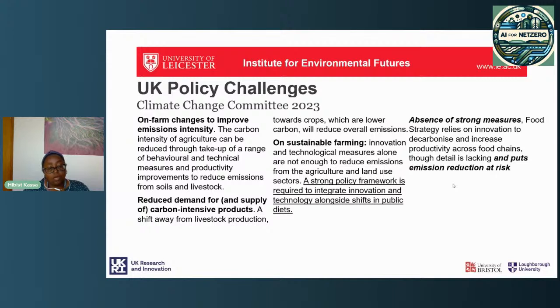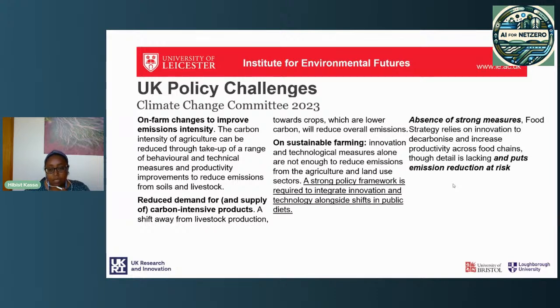So in relation to this, the Climate Change Committee's recommendations that I highlight here have to do with the framing of what farm changes are needed to improve emissions intensity, as they say. So, thinking about the carbon intensity of agriculture and how it can be reduced, and the question of not just looking at technical measures and productivity improvements, but also the behavioral change that's required to reduce emissions from soil and livestock, which is what the digital twin is focused on in relation to lowland, peatland, and ruminant production. So reduced demand for carbon-intensive products is recommended, with a shift away from livestock production towards crops.